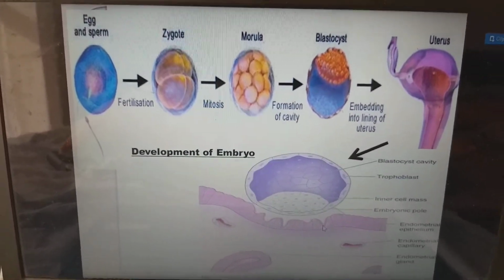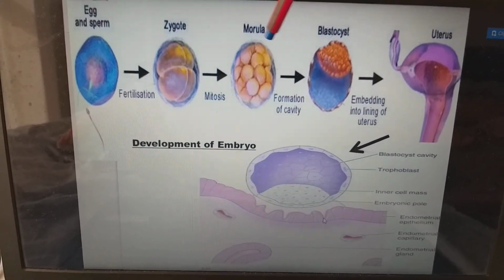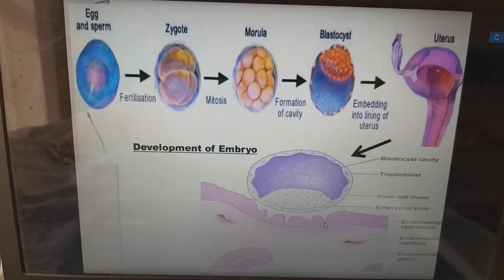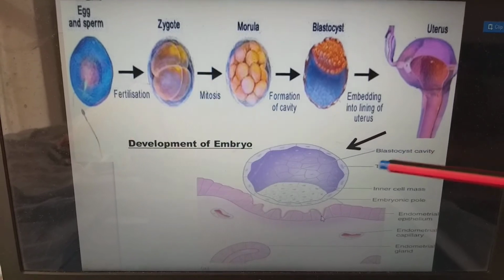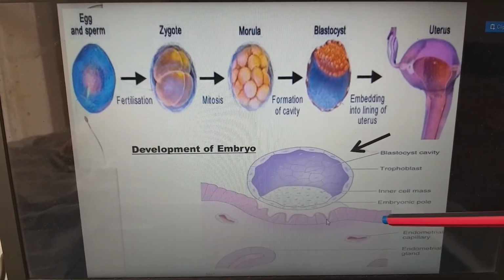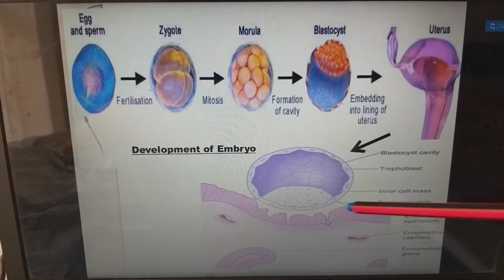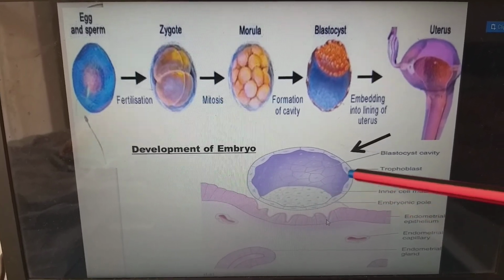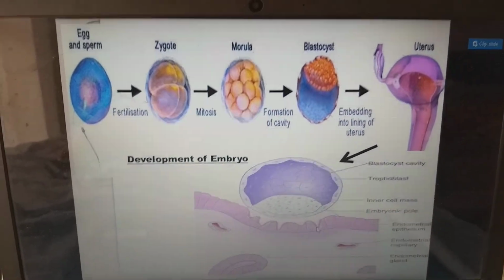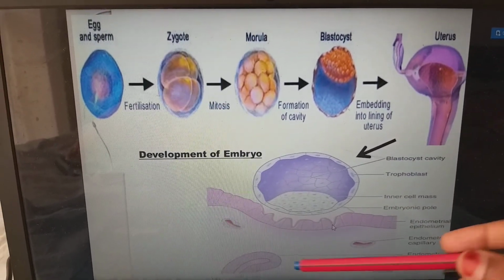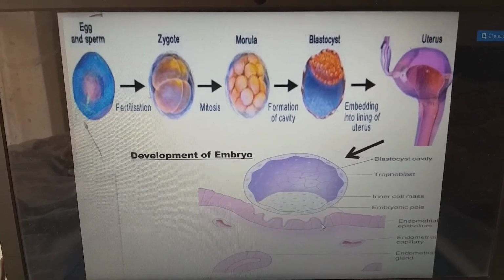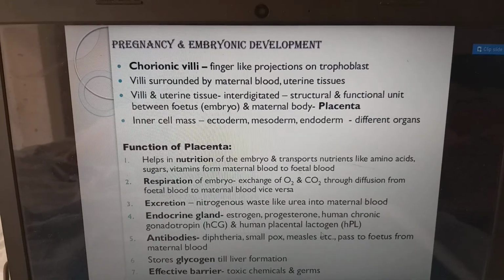So now this is the egg and sperm, zygote, morula, blastocyst. This is the outer cell mass and inner cell mass. Now it will be implanted in the uterus. This is the endometrial epithelium. This is the embryonic pole. This is the inner cell mass. These are the trophoblast, so only the trophoblast will get attached to the uterus. These are the endometrial glands. We have the endometrial capillaries. Pregnancy and embryonic development.